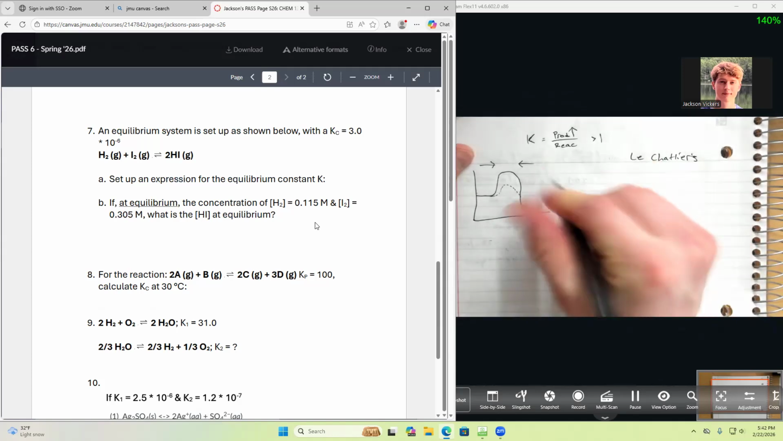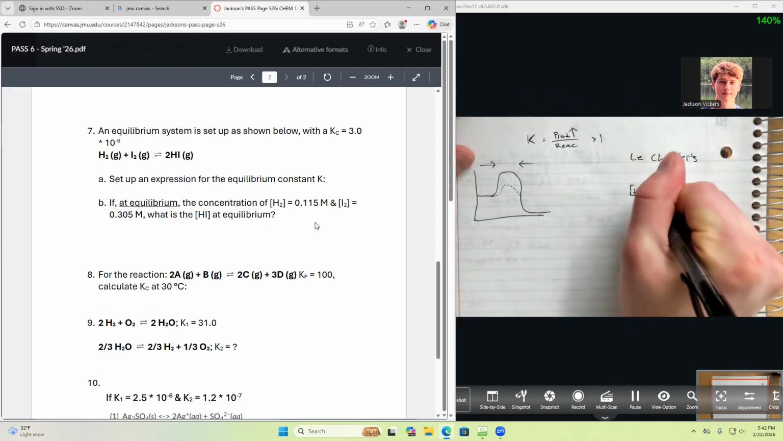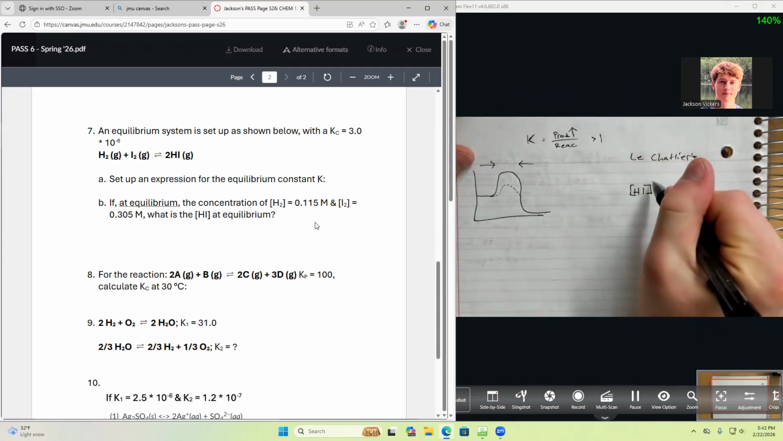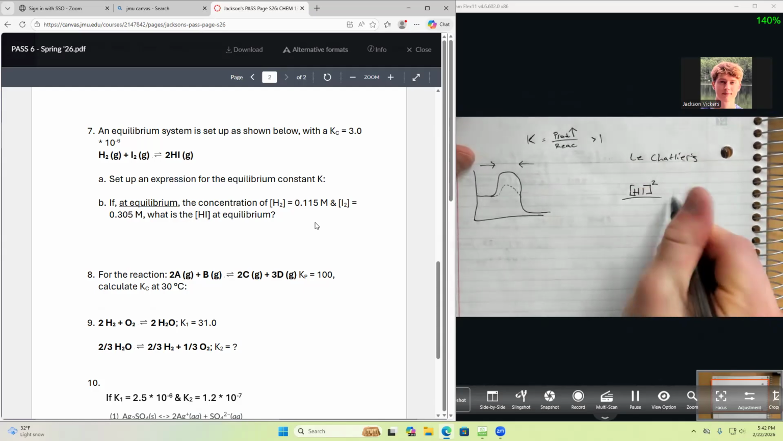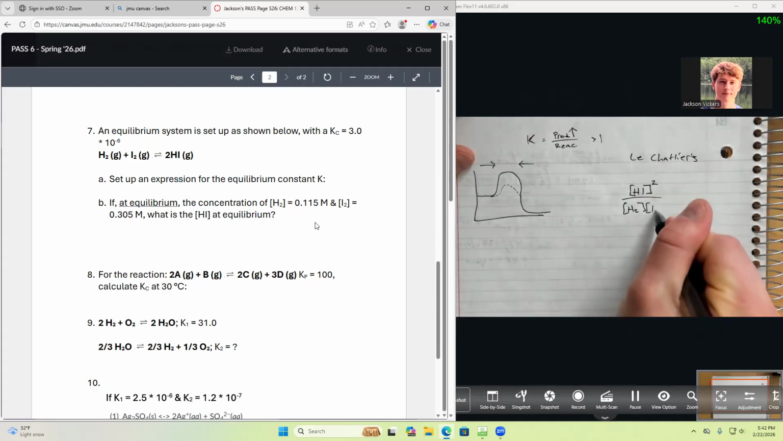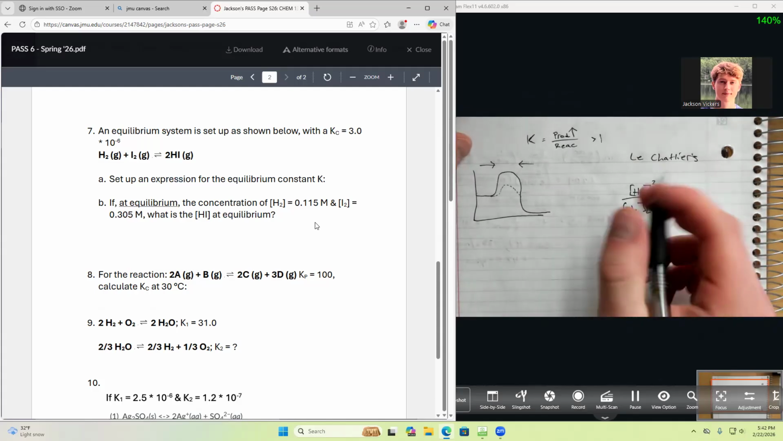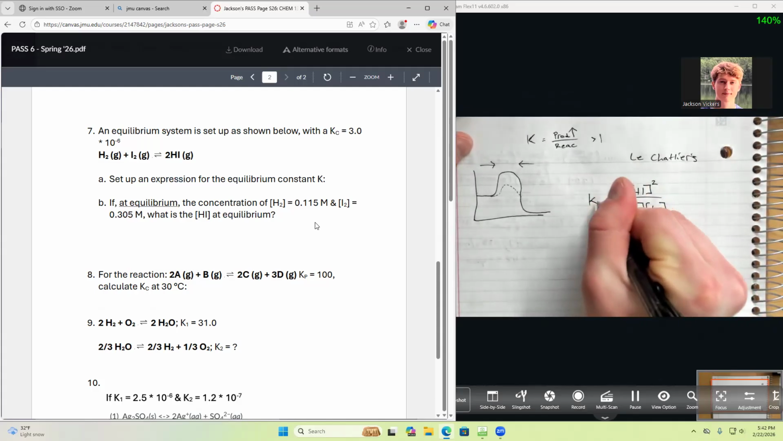So again, though, it's products over reactants. So that's going to look like this. We have the concentration of that product, HI, raised to the power of 2, because there's a 2 in front, over H2 times I2. And it's always multiplying, not adding or anything like that. So this is K, equilibrium.